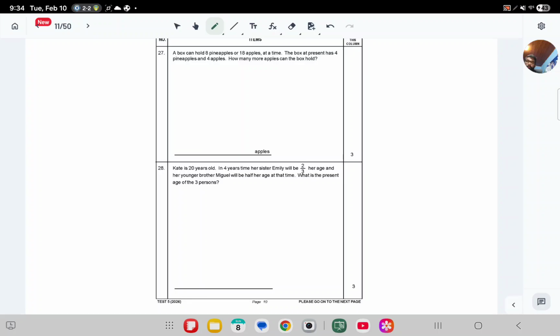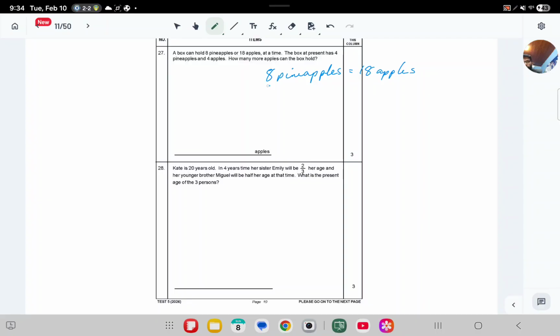Number 27. A box can hold 8 pineapples or 18 apples at a time. The box at present has 4 pineapples and 4 apples. How many more apples can the box hold? So, it could hold 8 pineapples or 18 apples. So we know, when you think about this logically now, that means 8 pineapples is equal to 18 apples.